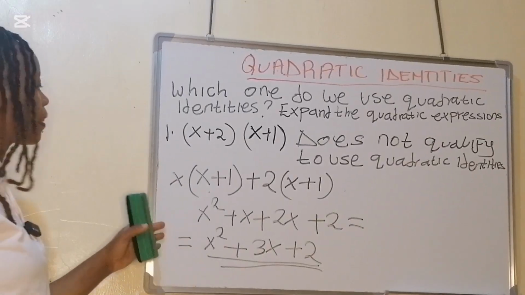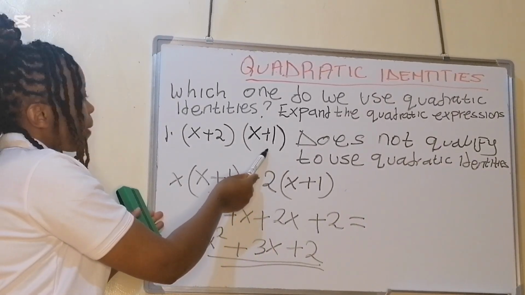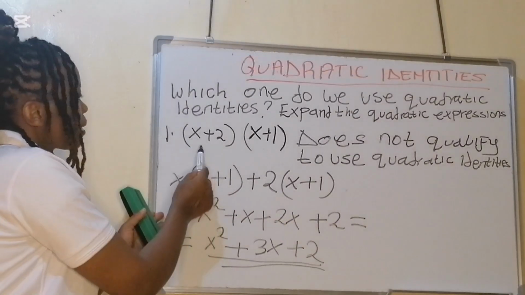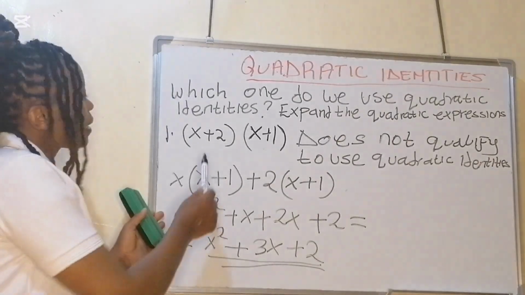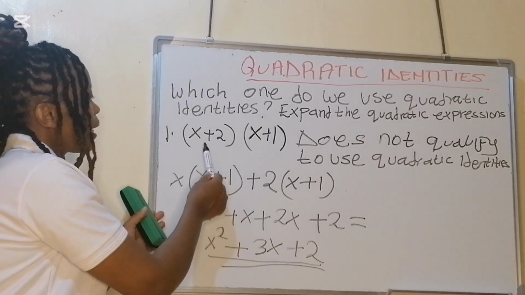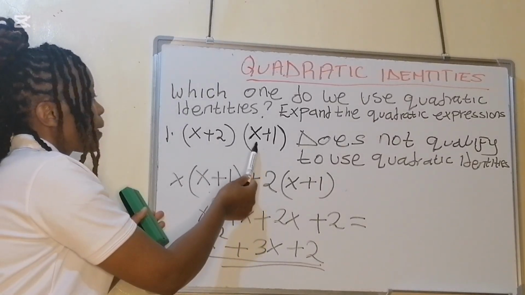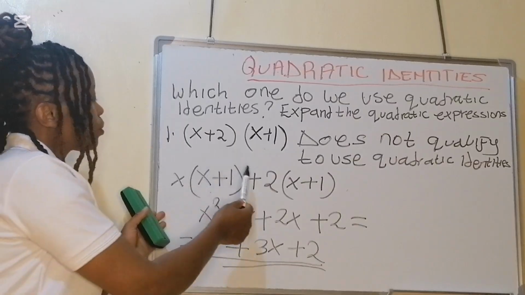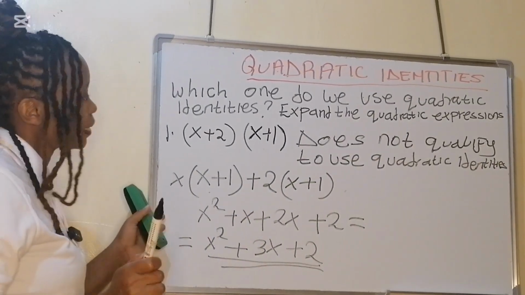Okay, we use this method. The one in brackets, x plus 1, is the one we are going to use. You times with what is inside here with x, then you times with 2. Okay, I hope you can see. So when you are given a quadratic expression that does not look the same, x plus 2 and x plus 1, it is not the same. If it was x plus 2 and x plus 2, we could use quadratic identity directly. Now we are going to use the long method to expand. I hope you have understood up to that point.